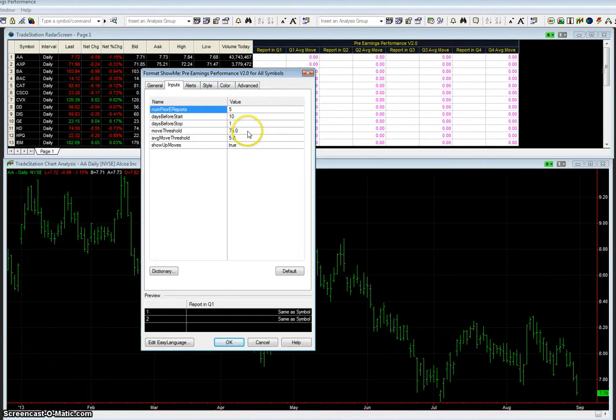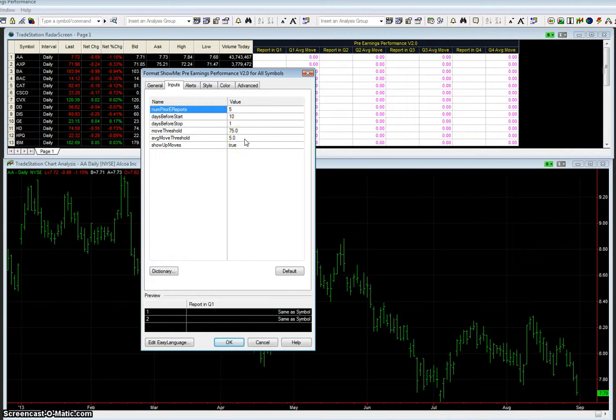The move threshold is set by default to 75%. That means if 75% of the time over the past 5 earnings reports for each quarter they're positive, we're going to be notified. They'll be highlighted on the screen. And of those moves, say we have 4 out of 5, so that would be 80%. That would break our threshold.